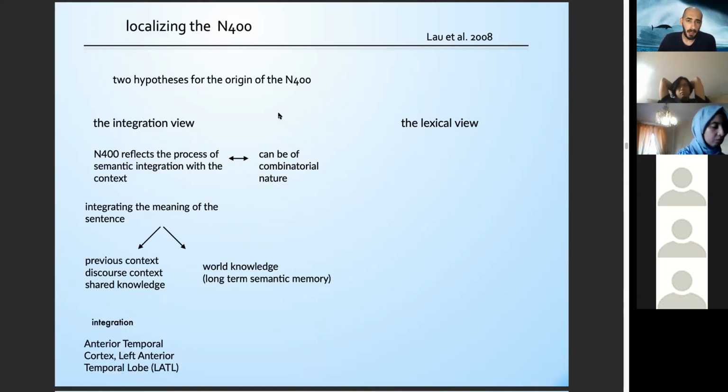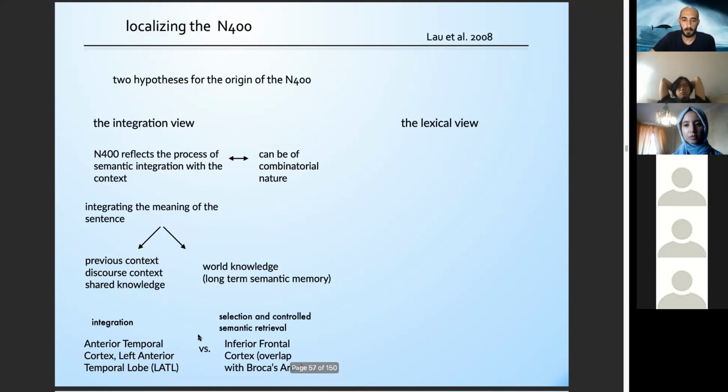So according to this model, you have integration in anterior temporal cortex, left anterior temporal lobe, and we are going to talk about that in the future, okay? Whereas you have some sort of selection and control retrieval in your Broca's area, in the areas near your Broca's area. So BA 44, 45, 47, okay? So the N400 in a way reflects a problem at this level, okay?